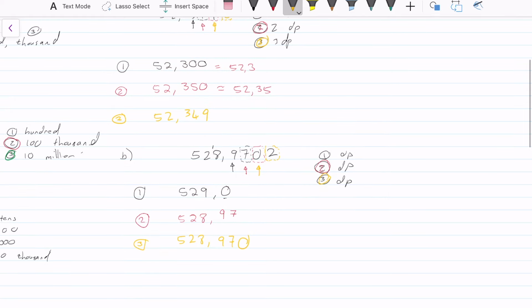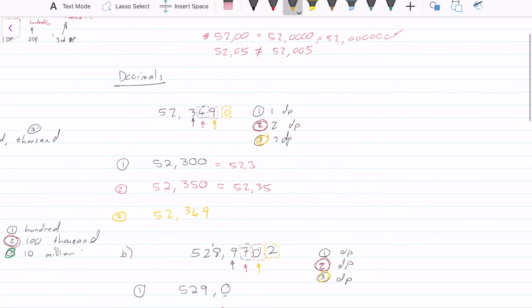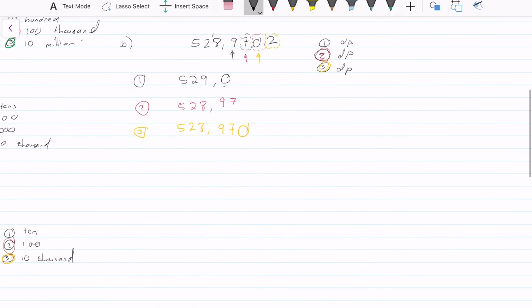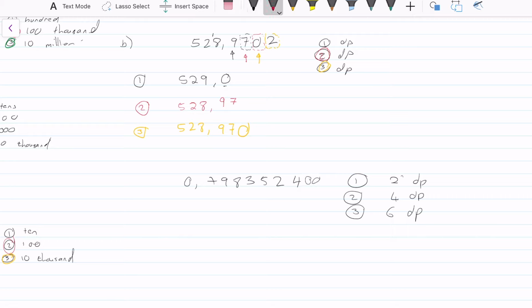Okay, so those are some examples on rounding decimals. I don't think it can get much harder. Let's just do one more, and let's do something crazy like 0,7983524. And first we want to round off to 2 decimal places. Second, we want to round off to 4 decimal places. And third, we want to round off to 6 decimal places. And we've got 0, 0, which mean absolutely nothing, like I said before.